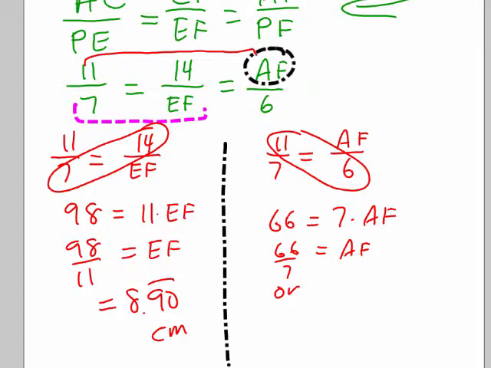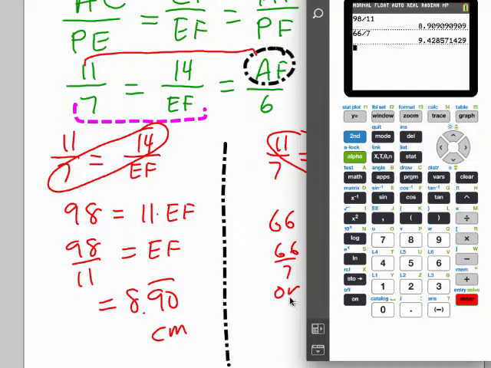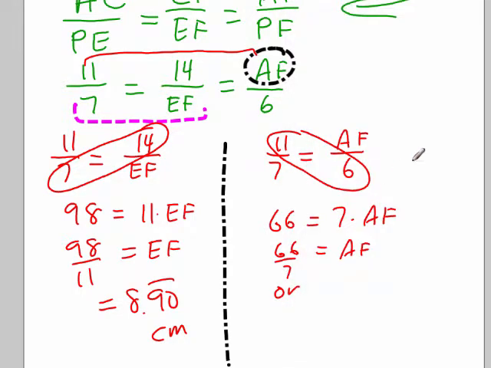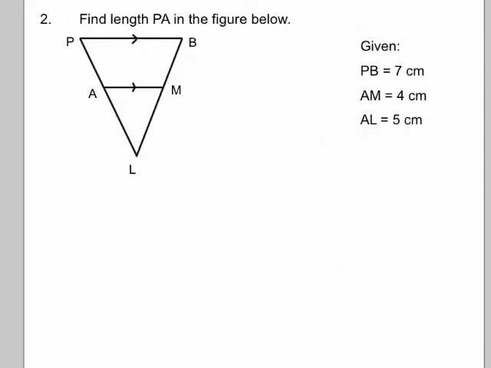Divide by 7, so AF is 66 over 7, which I can leave like that, or I'm going to decimalize that one as well. And that's 9.43, but that's an approximation. So let me use the squiggle. That's approximately 9.43 centimeters.